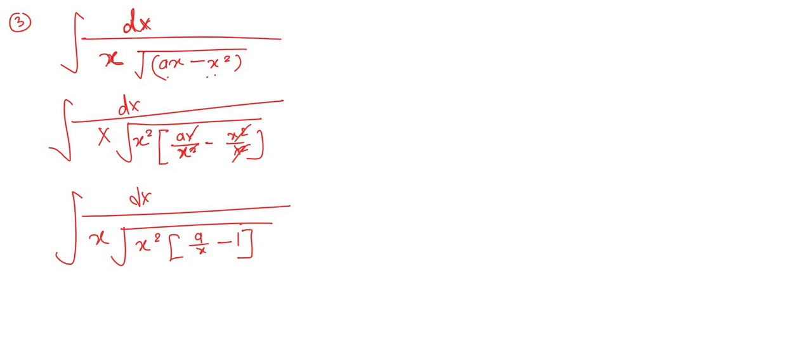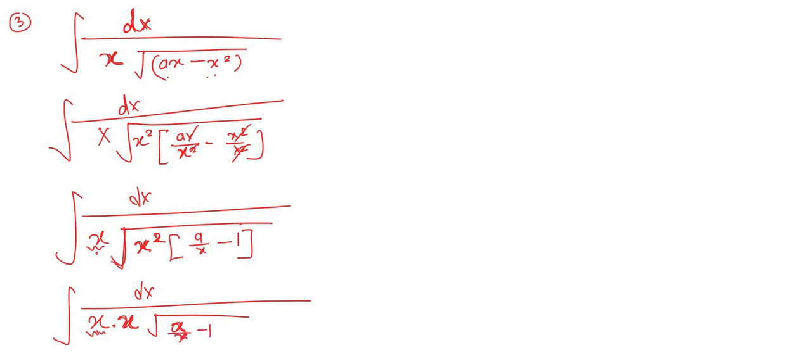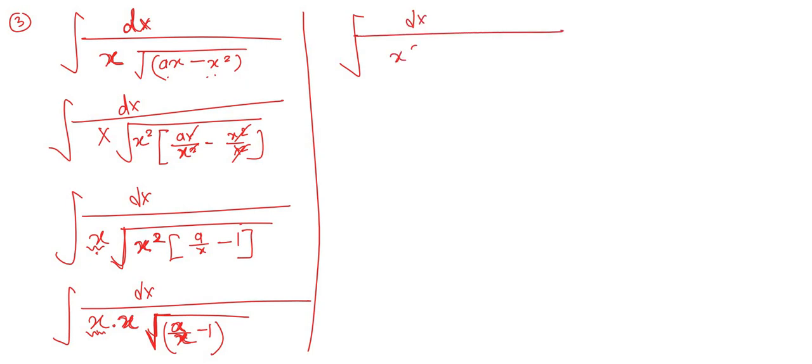Correct? Now what? So this will be dx by, this is under root of x square, so this can come out. So x, this x was already there, this one was already there, and this x square will come out. So this becomes x, and under root is a by x minus 1. It is still under root. Now what can we do? See, I am getting the integration of dx by x square under root of a by x minus 1.